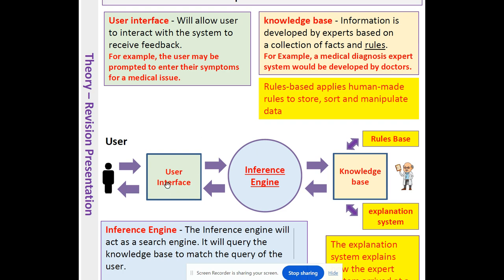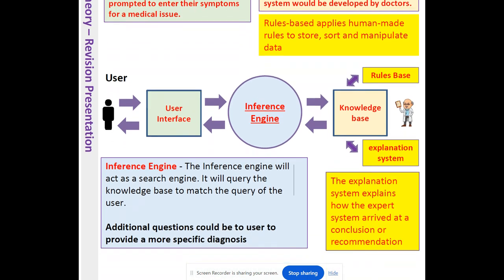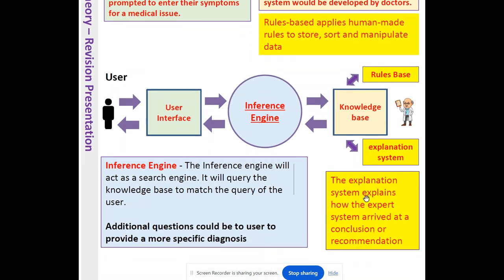The user will input further information. The inference engine will check the knowledge base, and then eventually we'll get to a point where the expert system can give an expert diagnosis based on the inputs made by the user. Okay. We also have the explanation system. The explanation system explains how the expert system arrived at a conclusion or a recommendation.